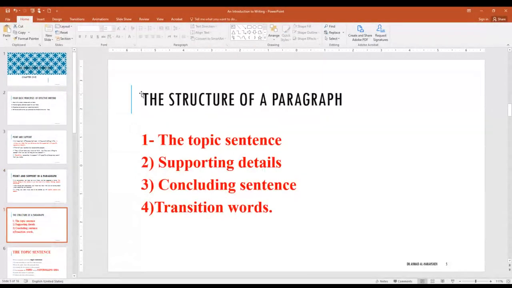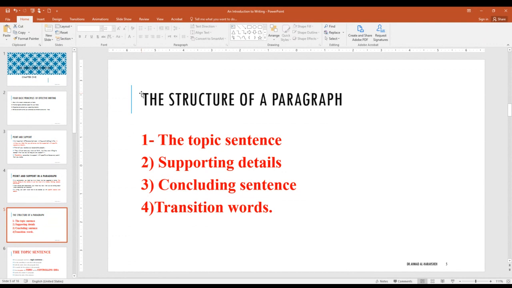Now, the structure of a paragraph. I will start talking about a paragraph, then I will move, inshallah, to talk about the essay. Now, the structure of the paragraph. I think it's well known for all of you because you studied that in writing one.